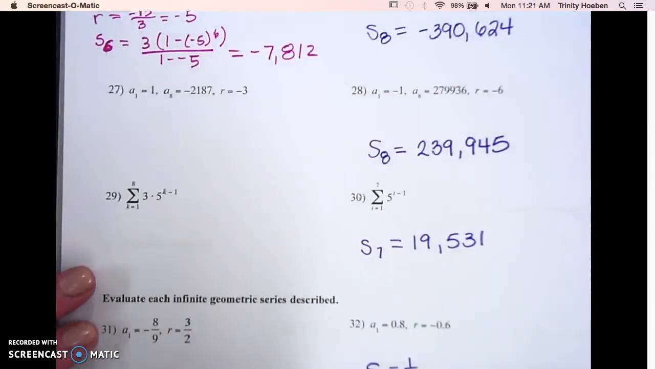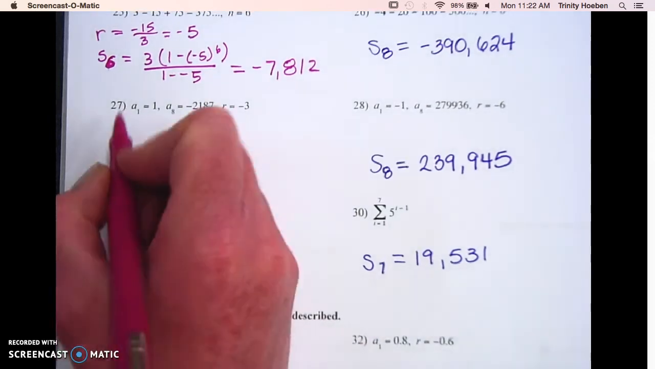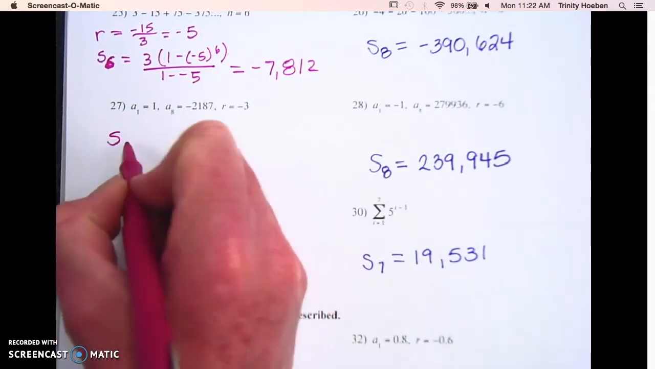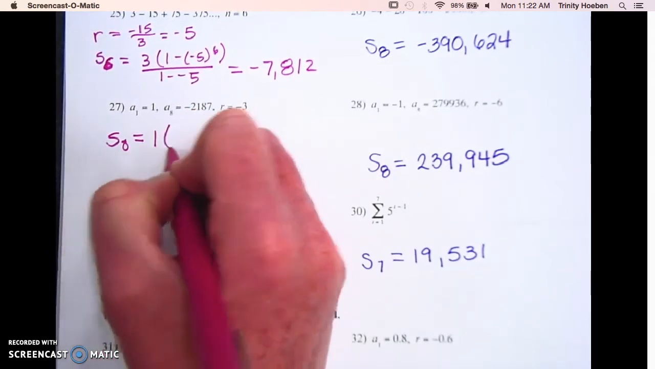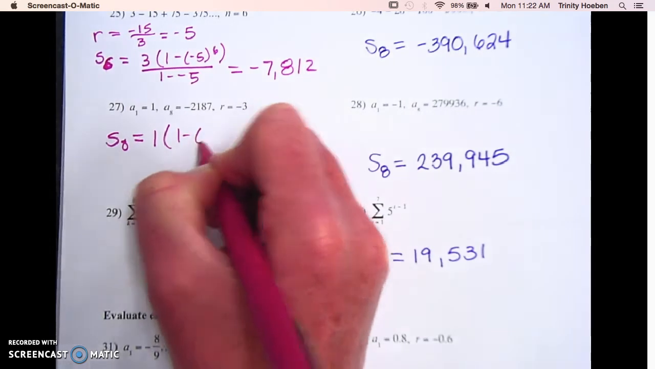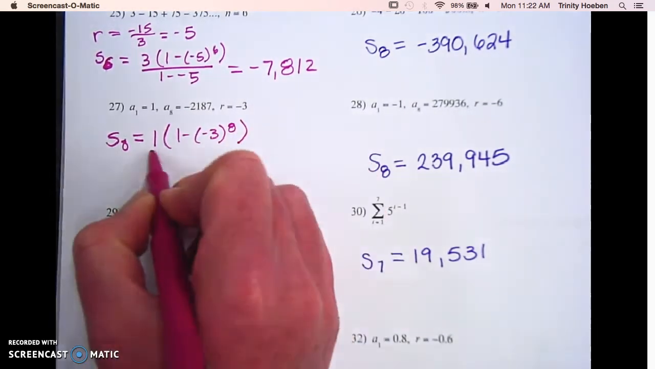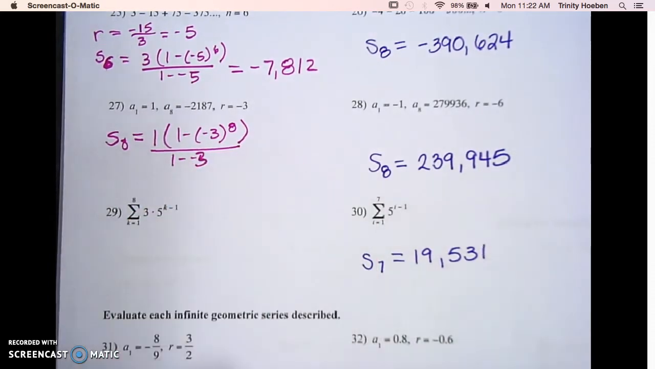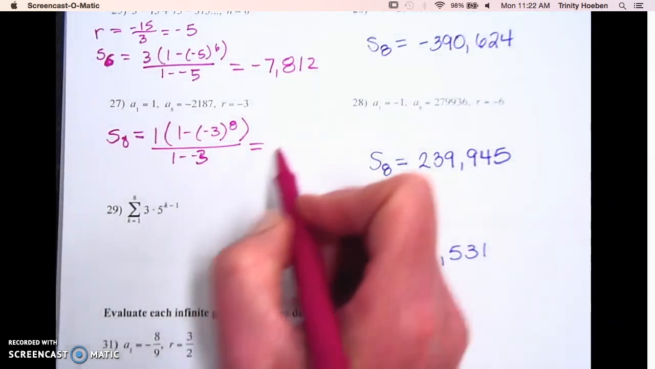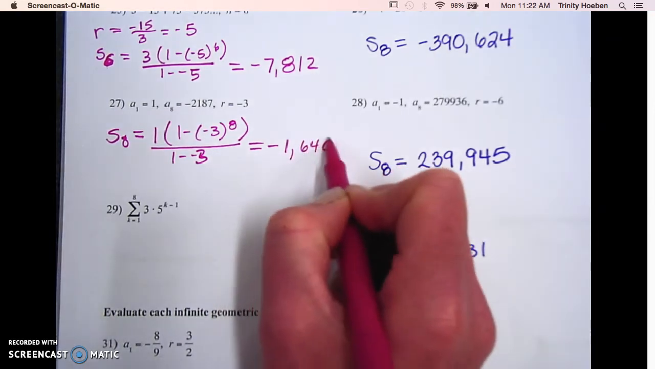Number 27. So number 27, we want to get the sum of the first 8 in the series. So we're going to have 1 times 1 minus negative 3 to the 8th power, all divided by 1 minus negative 3. So make sure you put that in your calculator carefully. You should get negative 1,640.